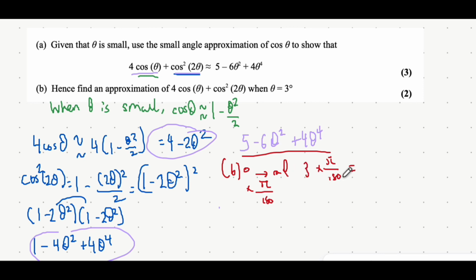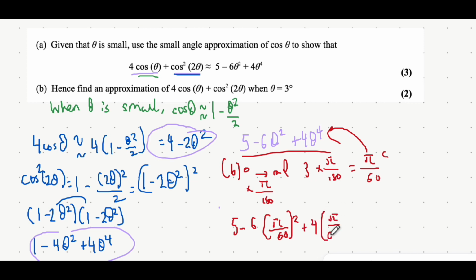3 over 180 is 1 over 60, so this is pi over 60 radians. And that's what you substitute into this formula here to find an approximation of what this whole function is when theta is 3 degrees. So putting 5 minus 6 lots of pi over 60 all squared plus 4 lots of pi over 60 all to the power of 4 in your calculator will give you the correct approximation here. Remember to put your calculator in radians mode, by the way.